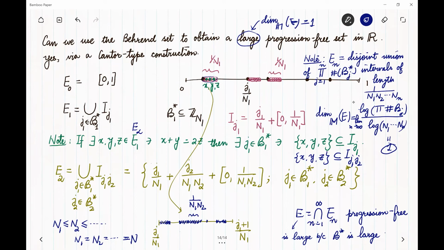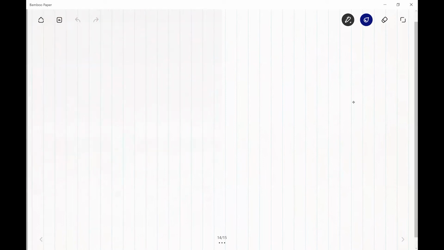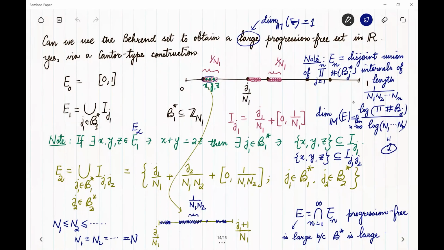Okay. All right. So what I do want to now talk about is something that Christian actually observed already. So I want to place this construction. What have we just now done? We have found, okay, let's go back just for a second. And what we have found is a full dimensional progression-free set, full Hausdorff dimension using the Behrens construction.